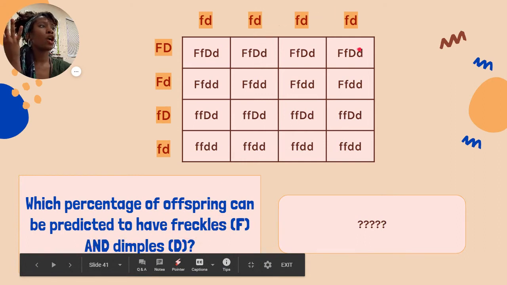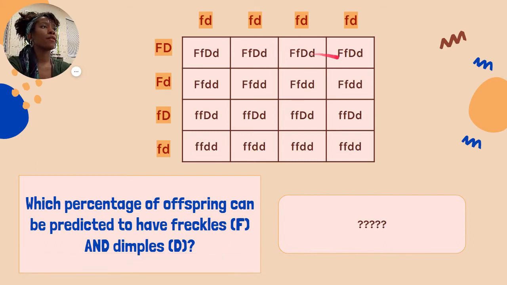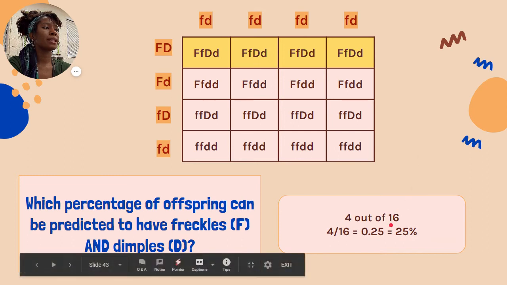So, for this specific Punnett square, the only offspring that are going to have both freckles and dimples are going to be these 4 up here. So we have 1, 2, 3, 4. 4 offspring out of the 16 are going to end up with freckles and dimples. 4 out of 16, if you have a calculator, 0.25 or 25%.